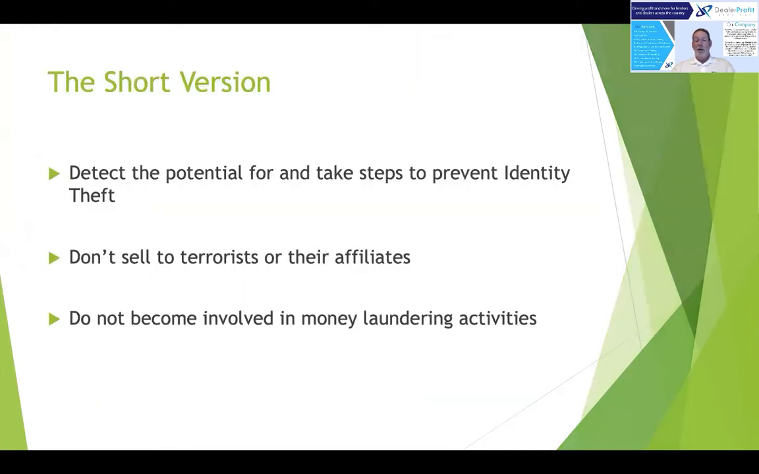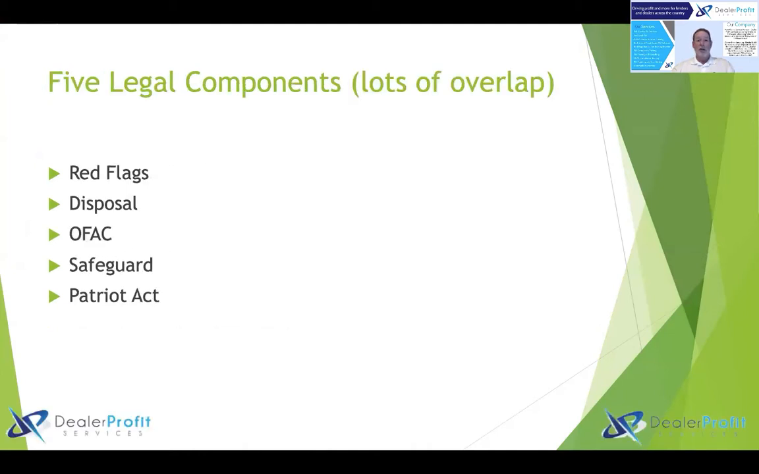Again, the short version of all of compliance is you have to detect the potential for and take the steps to prevent identity theft. You don't want to be involved with selling to terrorists or their affiliates, and you don't want to become involved with any kind of money laundering or potential money laundering activities. So there are 5 legal components: the red flags, disposal, OFAC, safeguard, and the USA Patriot Act.